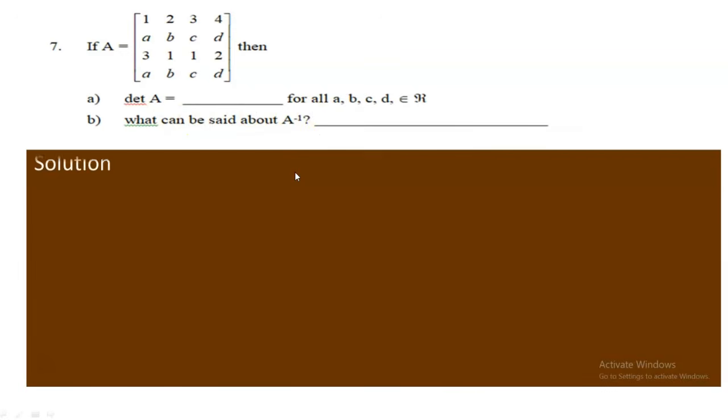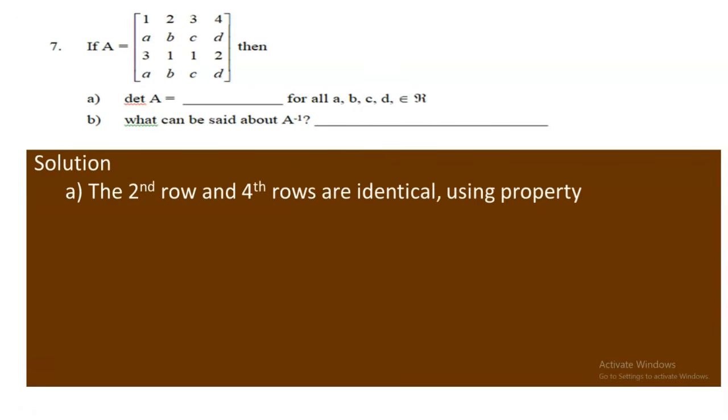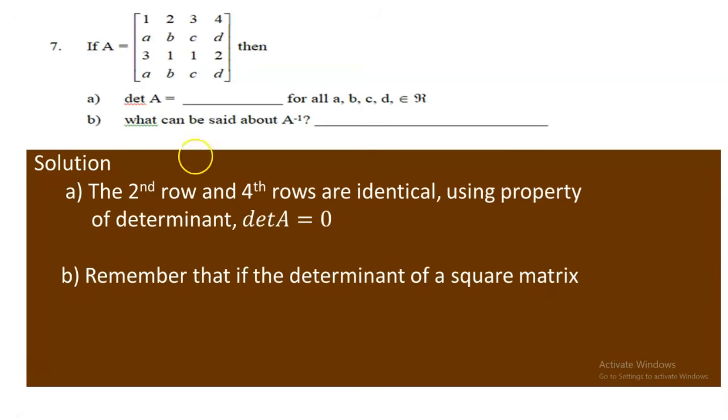To answer this, you need to recall properties of determinants. If you remember, students, the property of determinants says this: the second row and the fourth row are identical. If you are able to obtain identical rows within a matrix, then clearly without any ambiguity, the determinant comes to 0. So you need to recall that. So for part A it's done, the determinant is going to be 0.